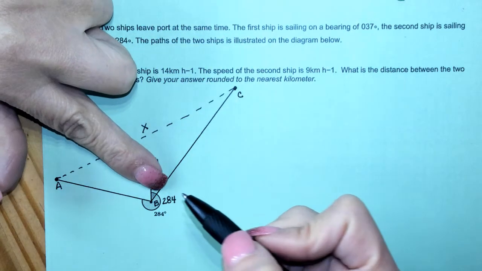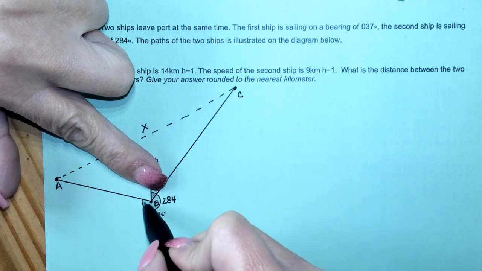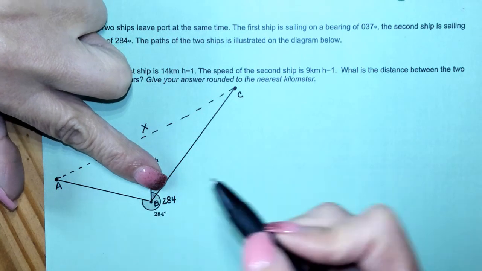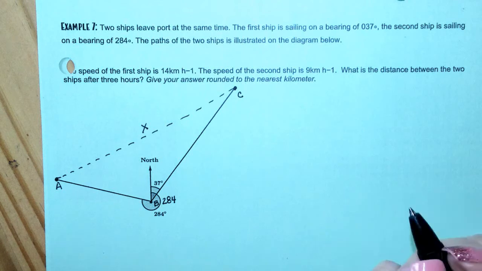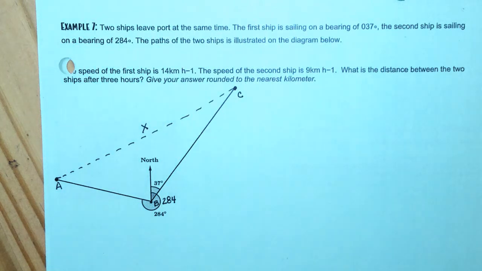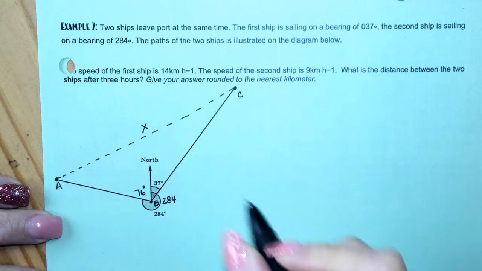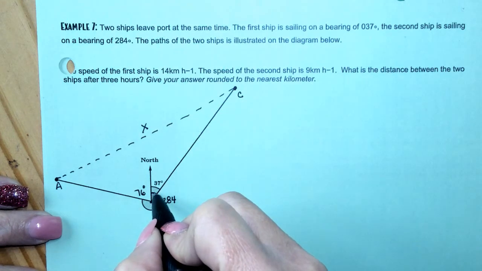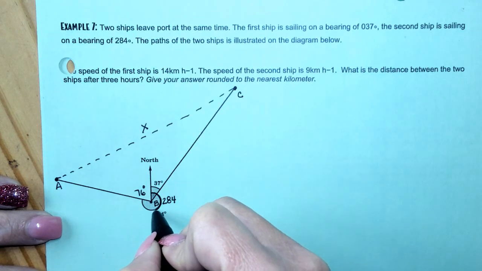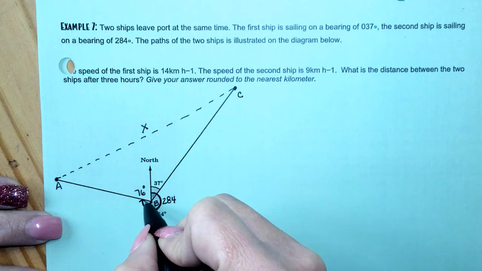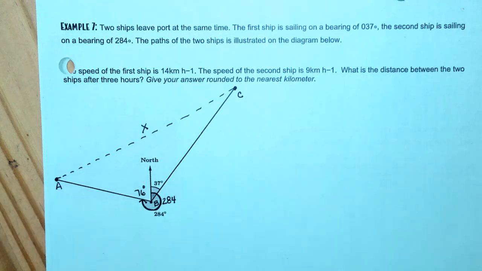I'm really not going to use that 37. I know from here to here is 284. To finish off that right there, I'm just going to take 360 and subtract off 284 and know that this angle right here is 76. Why didn't I use that 37 right there? Well, remember, from due north, all of this right here is 284, so that little piece missing is 76. And maybe that'll come in to help me here in a minute.